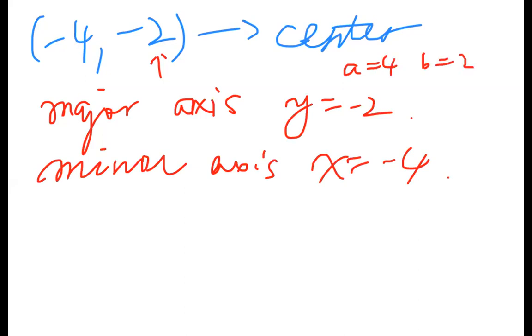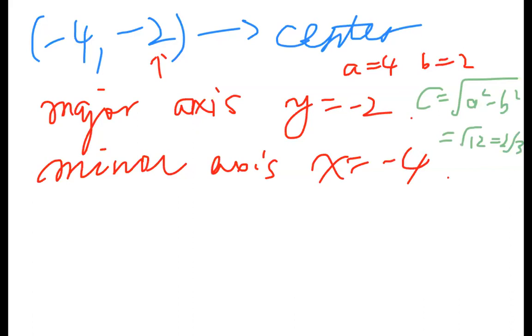Now you can calculate C, which is the square root of A squared minus B squared, which is the square root of 16 minus 4, which is radical 12, or 2 radical 3. Okay.